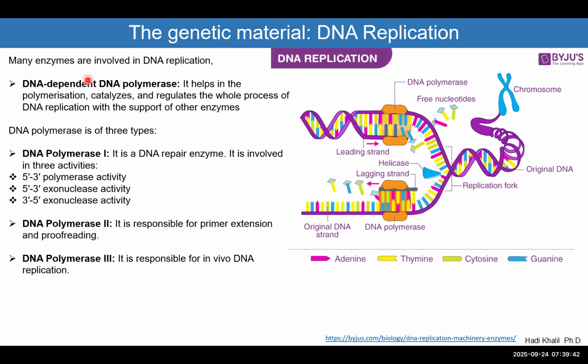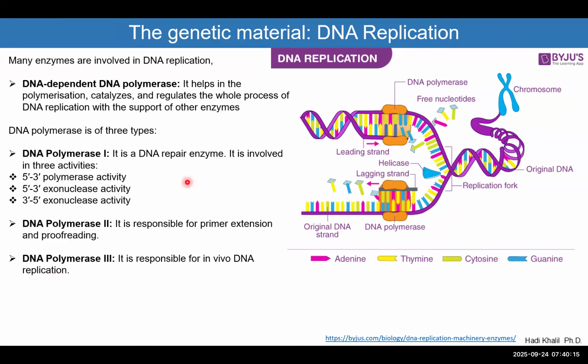The DNA-dependent DNA polymerase needs information from a DNA in order to generate another copy. So it polymerizes a new copy of that DNA depending on the sequence of that DNA. It polymerizes, catalyzes, and regulates the process. A DNA polymerase needs the support of other enzymes. If we look at the DNA polymerases, there are 3 of them, polymerase 1, 2, and 3.